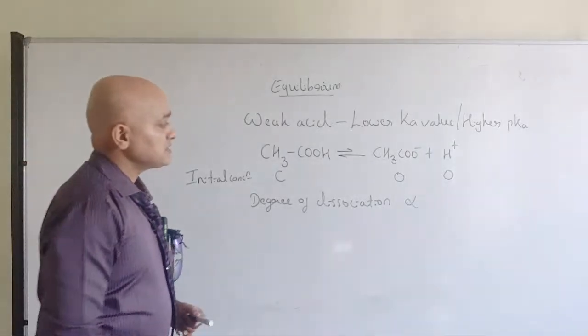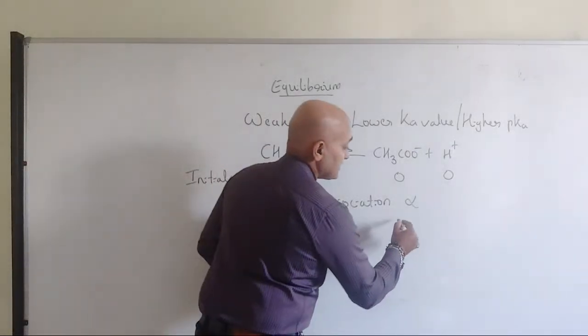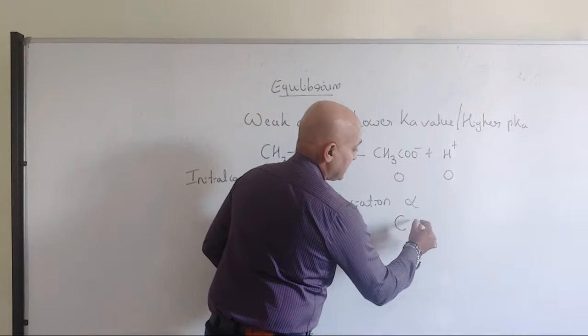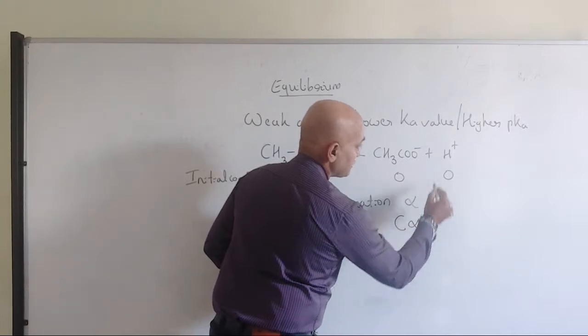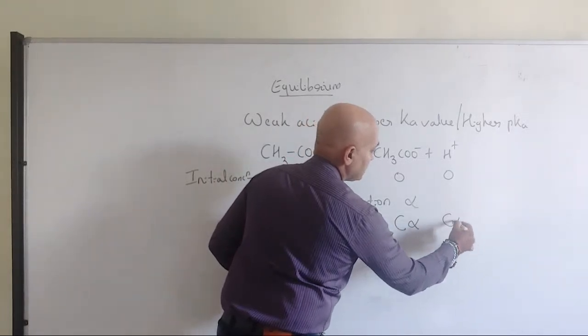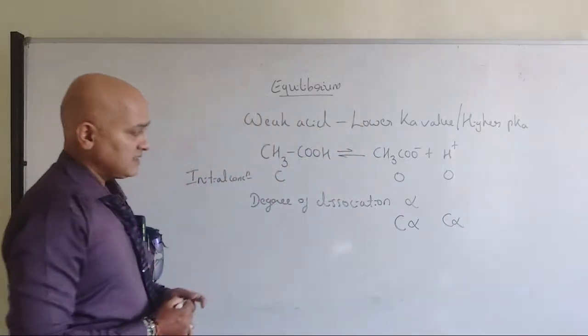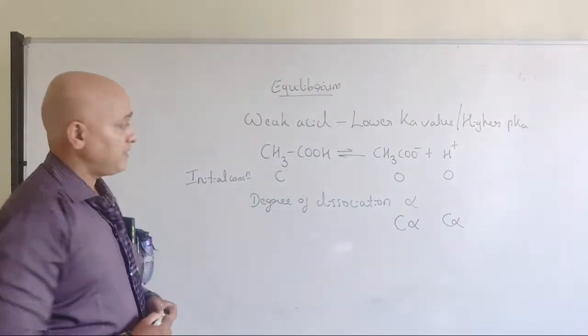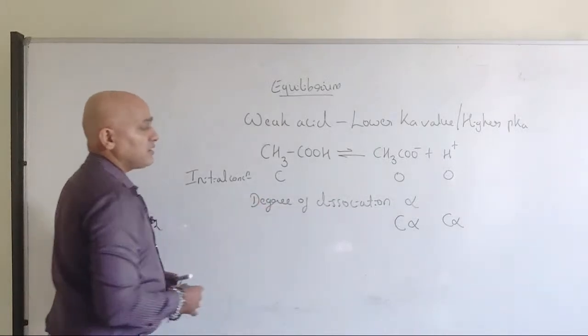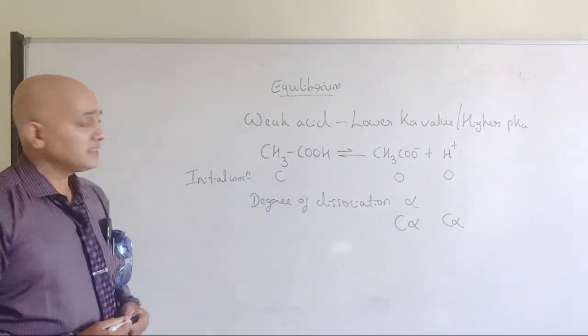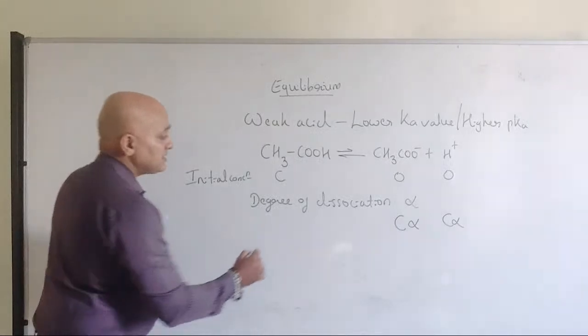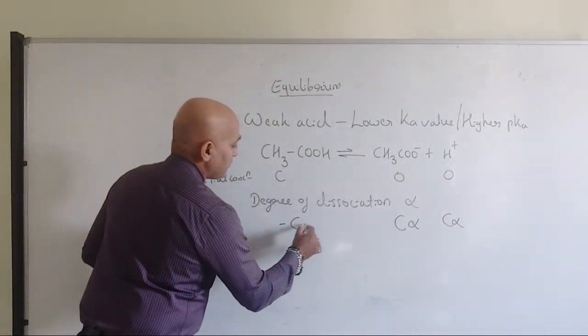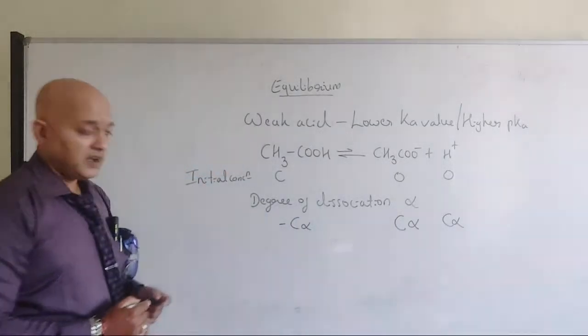So there will be dissociation of acetic acid. With respect to that, we can tell that there is a change in concentration of CH3COO minus and H plus, C alpha, C alpha. And there will be a change in the concentration of acetic acid also. That change can be of minus C alpha.